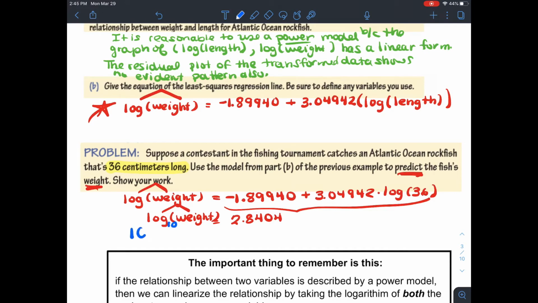So I'm going to go ahead and raise this left side 10 to the log base 10 of weight. And I have to do the same thing here to the right side. That's that property that we reviewed, that since these are the same, we can cancel that out. This is going to leave me with the predicted weight would be whatever 10 to the 2.8404 would be, and that is 702.1, and this would be grams. Okay, so you have to use a little bit of math there to solve that.